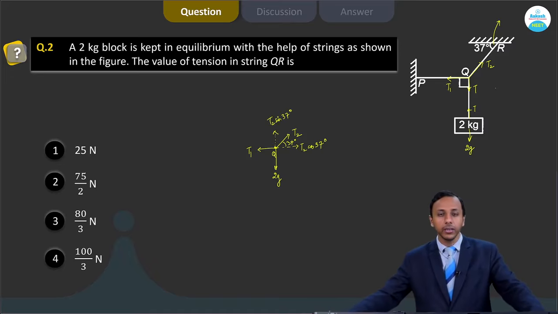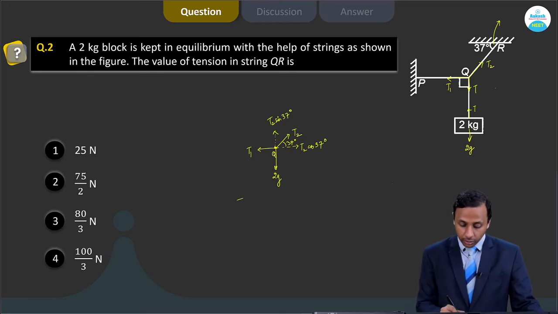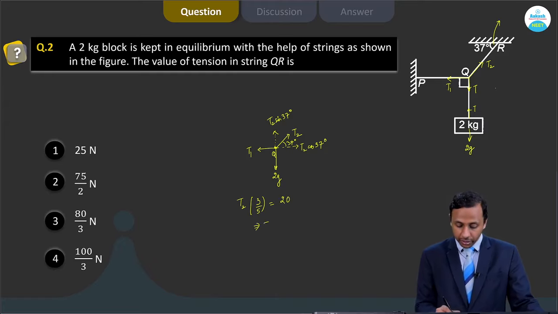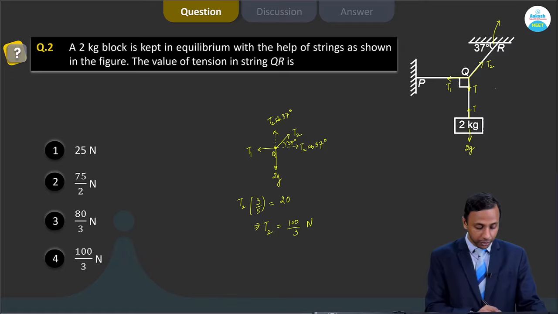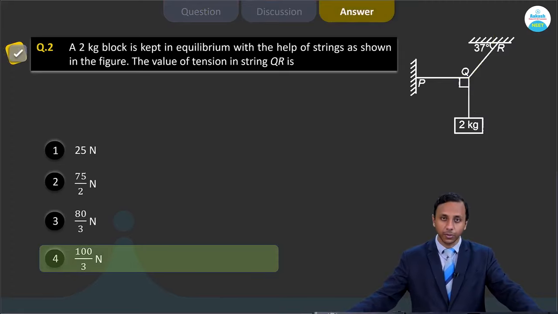So we can clearly equate the forces along the vertical. So this is going to become T2 sin 37, which is 3 by 5, equal to 2 into G, and 2 into G is 20. So if we solve for it, you will get T2 which is 20 into 5, 100 upon 3 Newton, which is given to us in option 4, and the rest of the options are clearly wrong. Let's look at the answer slide, and yes, option 4 is correct.